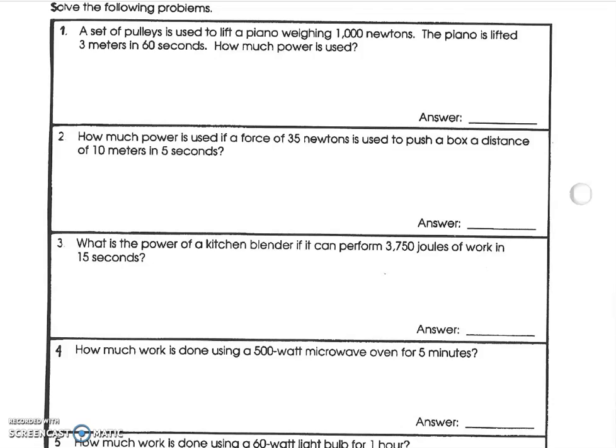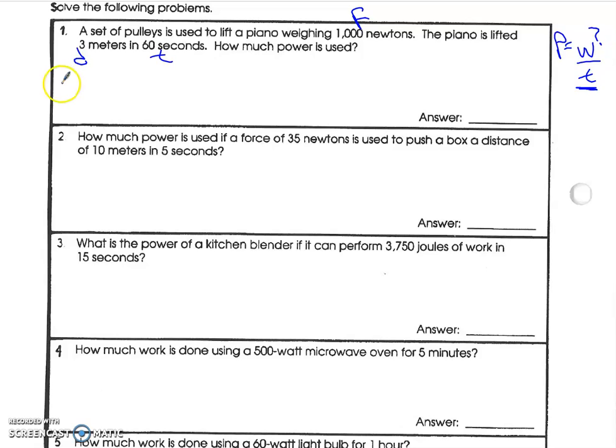A set of pulleys is used to lift a piano weighing 1,000 newtons. All right, well, that is force. The piano is lifted 3 meters, which is distance, and it gives us the time in seconds, so that's good. Now what we're going to work up towards, and I'm putting this off to the side because we're not given this directly, is power equals work divided by time. I am given time. That was the 60 seconds, but what I'm not given directly is the work.